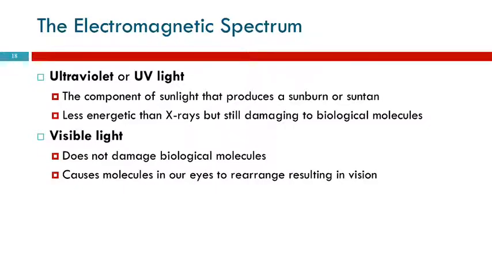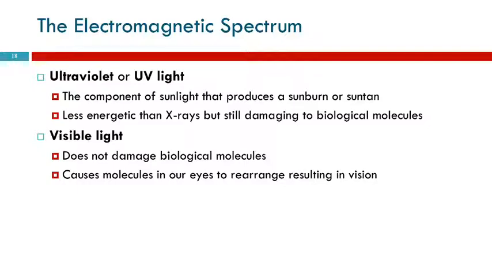UV or ultraviolet light, this is what gives you a sunburn or a suntan. Not as much energy as X-rays, but still enough that it can cause damage. If you've ever had a bad sunburn, you know that there's been damage to your skin. Visible light does not damage biological molecules.